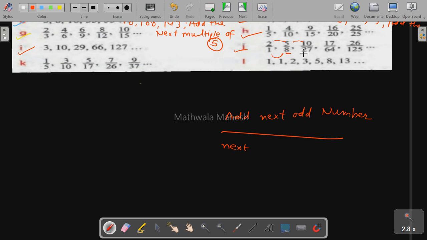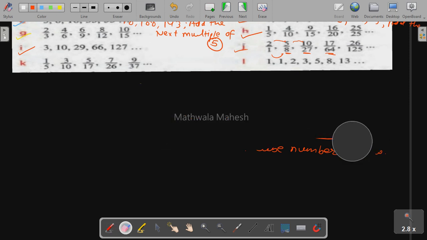this is 1 cube and 2 cube 8, 3 cube 27, 4 cube 64. So next cube number in denominator. Okay. So this is the rule. Okay. You by yourself. Next one is option 1 by 5, 3 by 10.